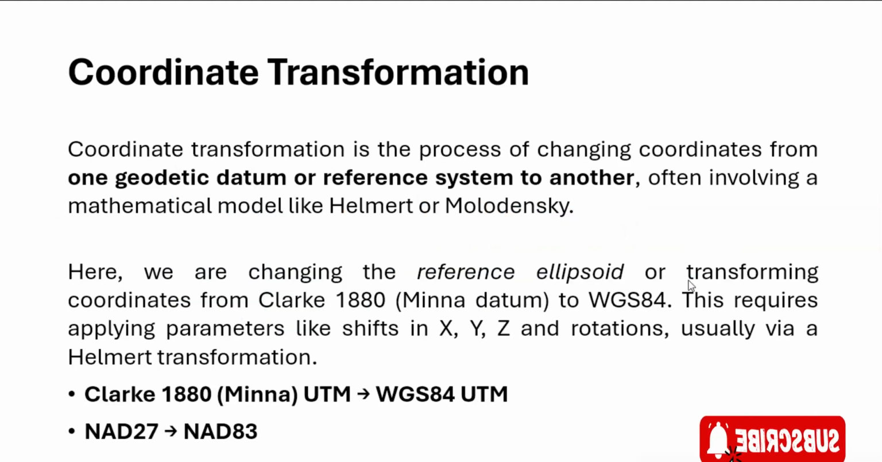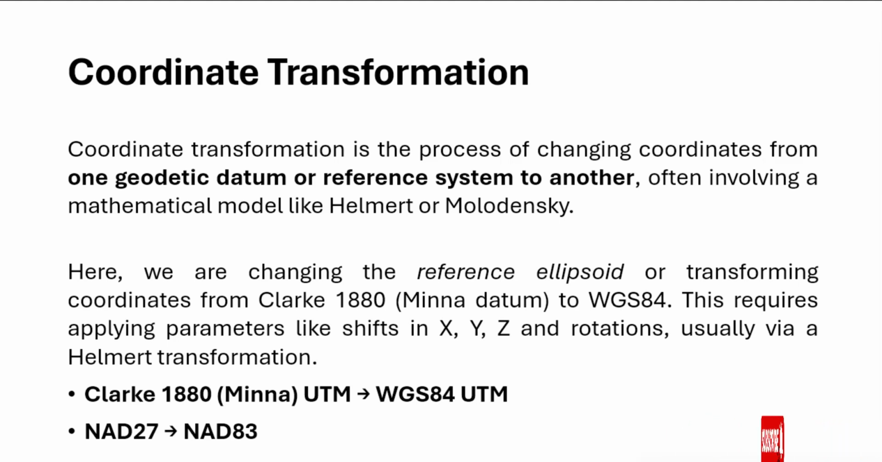Now, what is coordinate transformation? It is the process of changing coordinates from one datum to another. For example, I want to transform from UTM WGS84 to UTM Minna 1880. Then that's coordinate transformation. We all know that WGS84 is a reference ellipsoid and also Clarke 1880 is another reference ellipsoid. So transforming the coordinate of a point on Clarke 1880 to WGS84 is coordinate transformation, not really conversion.